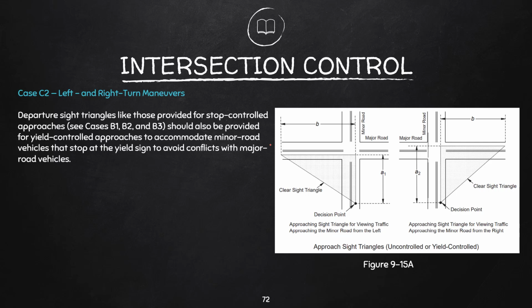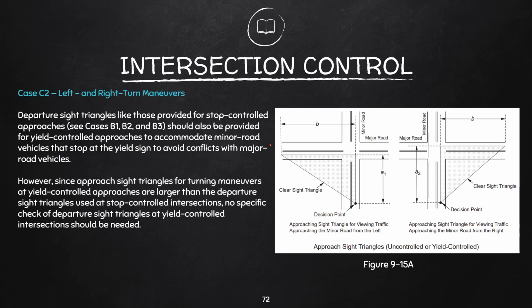Departure sight triangles, like those provided for stop-controlled approaches, cases B1, B2, and B3, should be provided for yield-controlled approaches to accommodate minor road vehicles that stop at the yield sign to avoid conflicts with major road vehicles. So remember, case B is stop controlled. Case C is for yield control. For case C, you should still provide the provisions in case B, because some vehicles will not yield or will not just reduce their speed. Some vehicles may stop, so they may use the values in case B.